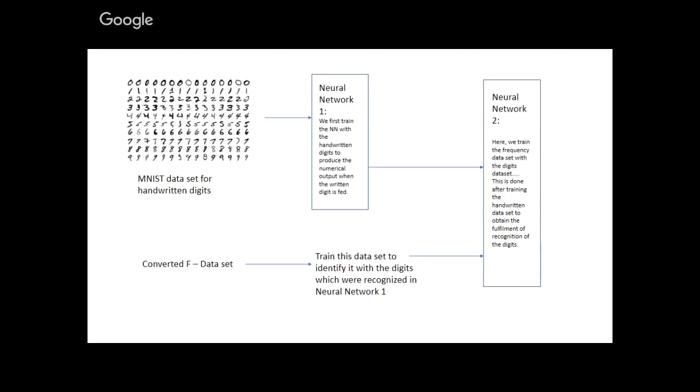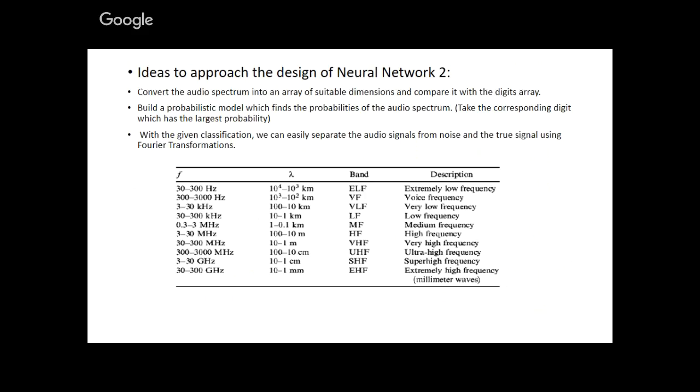So as you can see, the second neural network is used to match these both. We train the frequency data set with the digits data set. This is done after training the handwritten data set to obtain the fulfillment of recognition of digits. So now we have spoken about neural network 1 and neural network 2. Neural network 1 is already present. Handwritten digits recognition is a very popular example, so we know how to do it.